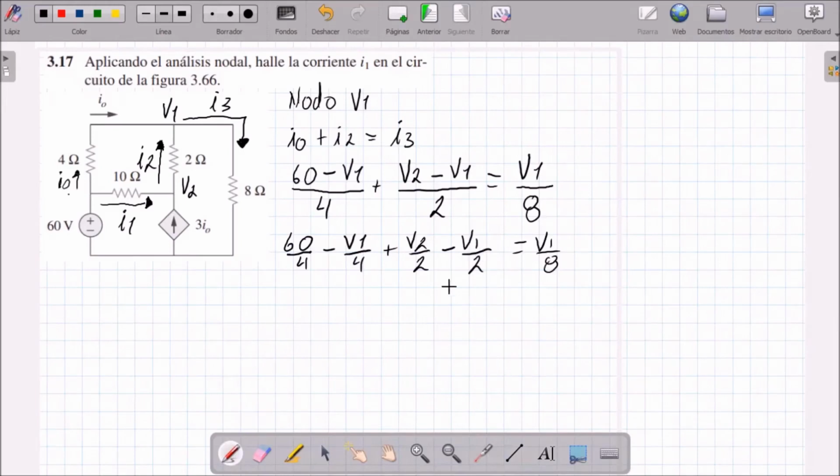Therefore, everything can pass to the other side. I'm going to move all this over there and write it here, B1 over 8. This that is negative, to be with positive, would be plus B1 over 4, and another B1 over 2. This one here is negative, so I'm going to pass it to the other side: B1 over 2 minus B2 over 2, which is going to be equal to 60 over 4, that would be 15.